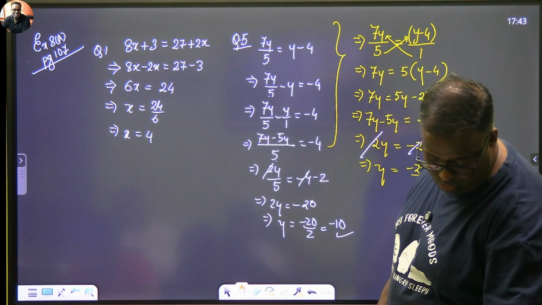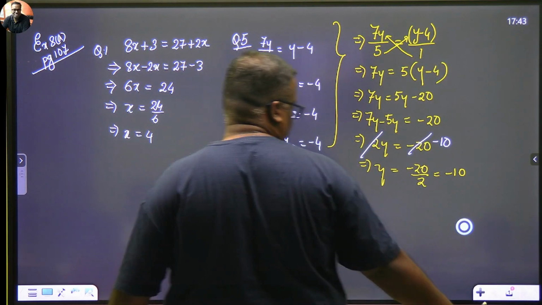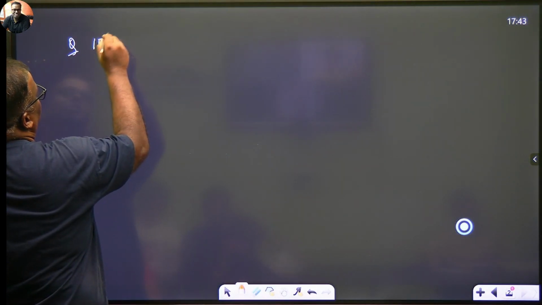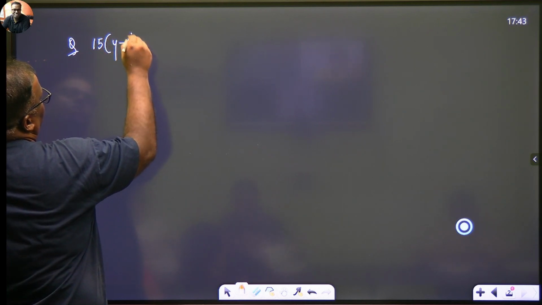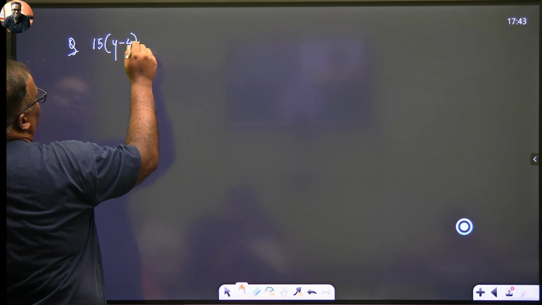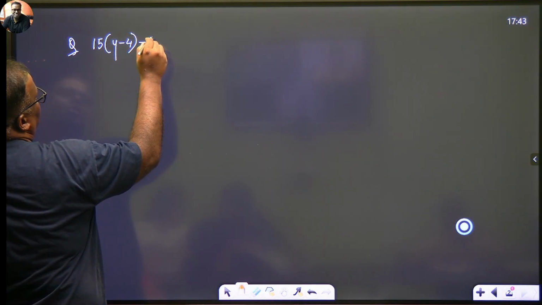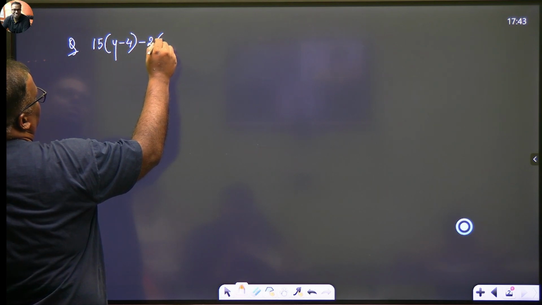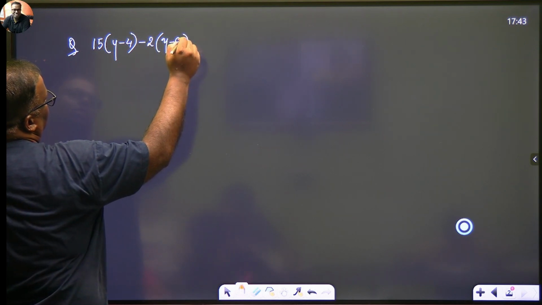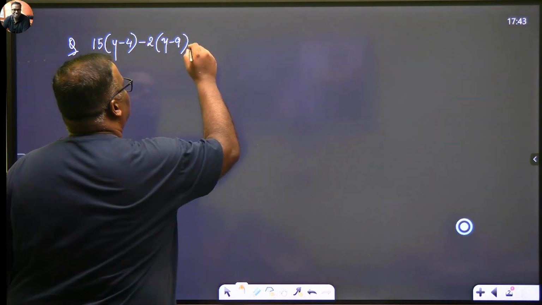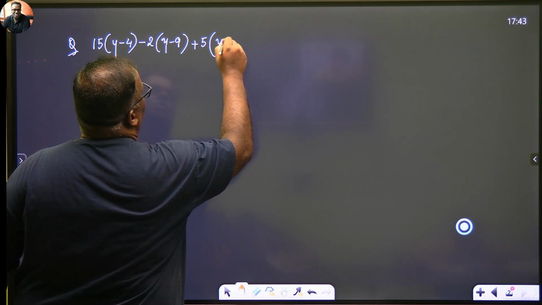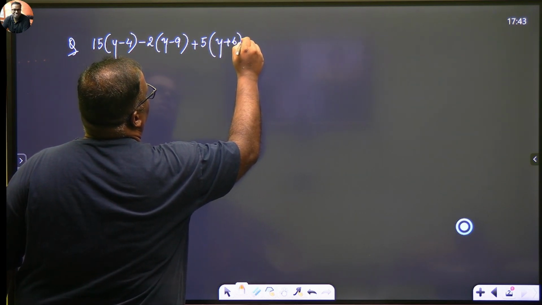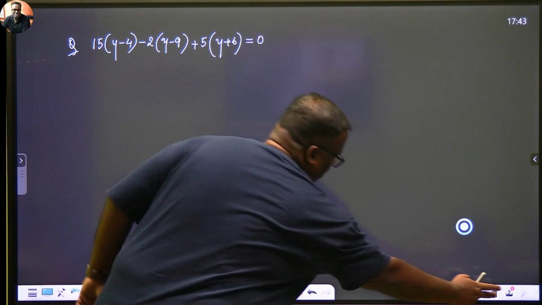Okay, 7th one. Can you get me the question? Okay. So it's 15, in parenthesis we have y minus 4, bracket close, minus 2, bracket open, y minus 9, bracket close, plus 5, bracket open, y plus 6, bracket close, equal to 0. Okay. Let's come back to our first problem here.